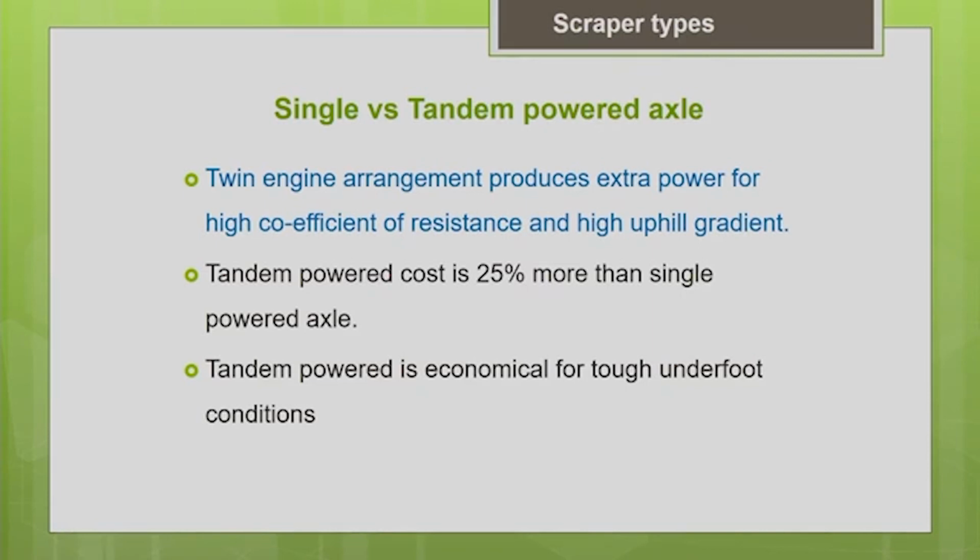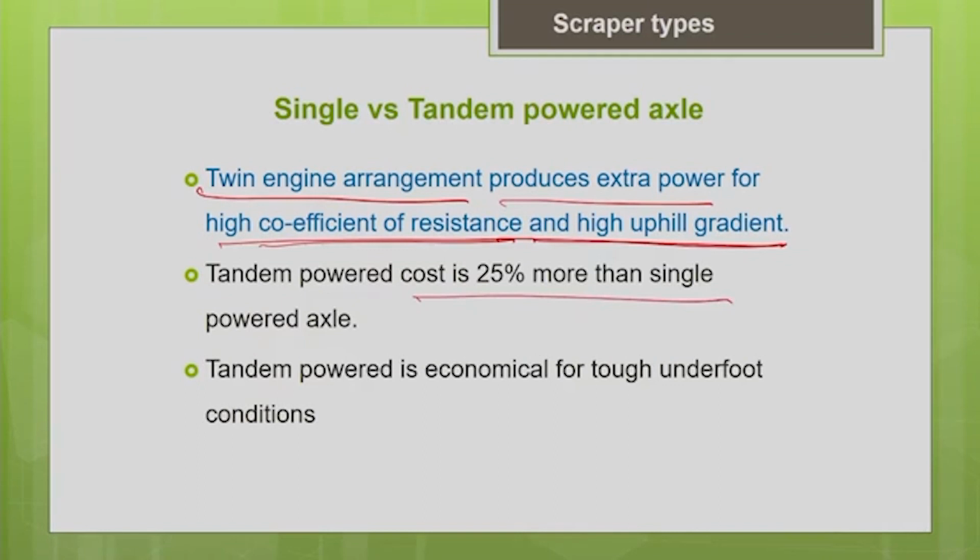So, these tandem powered axles have this twin engine arrangement. Twin engine arrangement in the sense that they have two engines, so that it can produce extra power for you. This kind of arrangement produces extra power, so that we can overcome the rolling resistance and high grade resistance. But obviously, because of the twin engine arrangement, its cost is going to be higher than your single powered axle. At least 25% more than your single power axle.